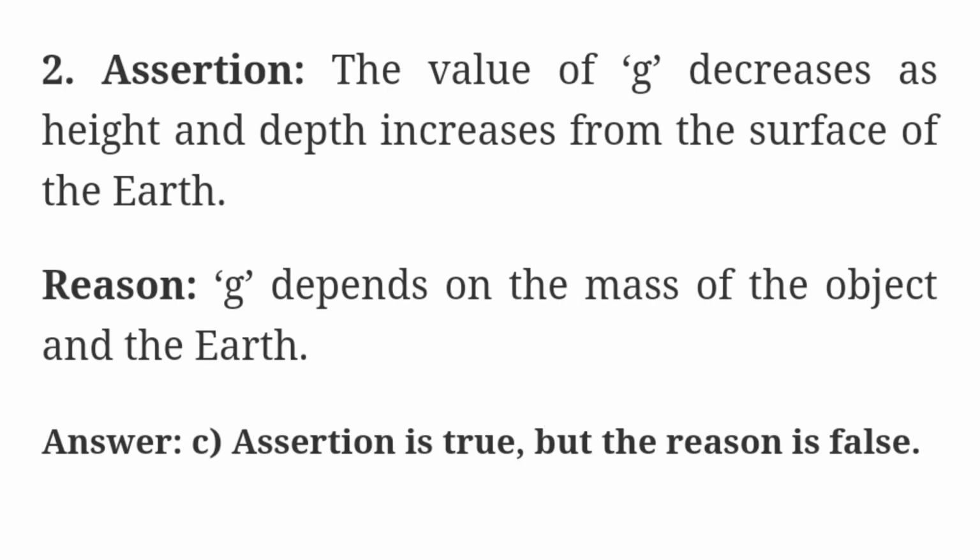Second one, assertion. The value of G decreases as the height and depth increases from the surface of the earth. Reason, G depends on the mass of the object and the earth. Answer, option C. Assertion is true but the reason is false.